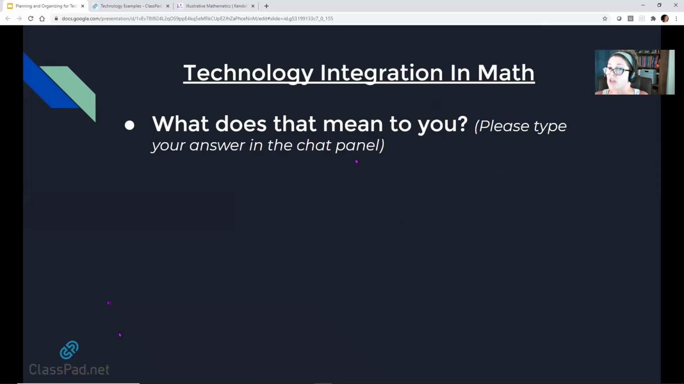So in the chat panel, if you can pull it out, just type a brief answer of what you think that means to you. Hopefully everyone has their chat panel out. If not, you're just going to hear what it means to me. So more interesting if we hear from everybody else.